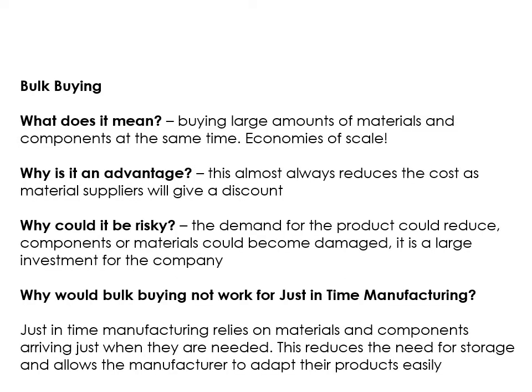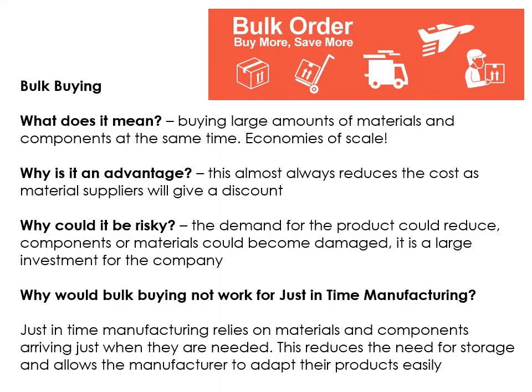So bear with me, all of the answers came on at once, so I'm just going to go through them one at a time. So what does bulk buying actually mean? Well, it means buying large amounts of materials and components at the same time. And you get something called the economy of scale. So the more you buy, the cheaper it tends to be. So the advantage there is it almost always reduces the cost, as material suppliers will give a discount if you are investing in a huge amount of materials.